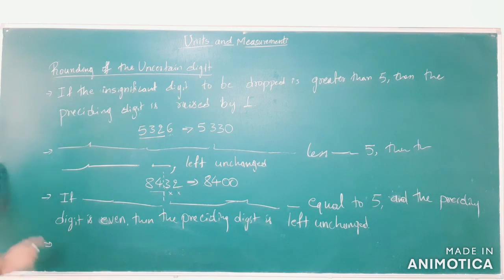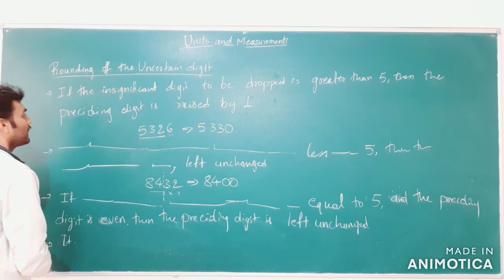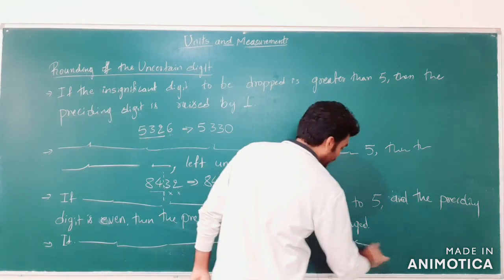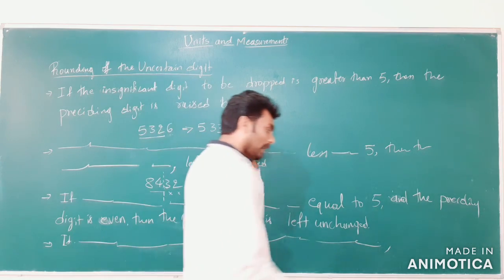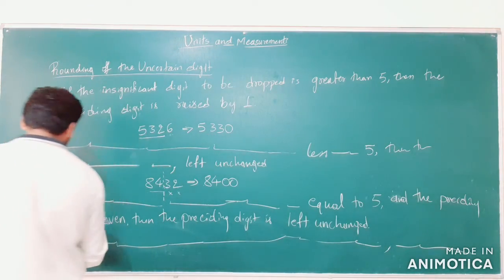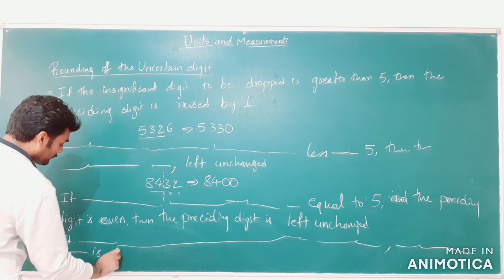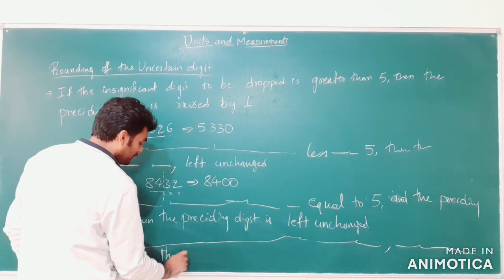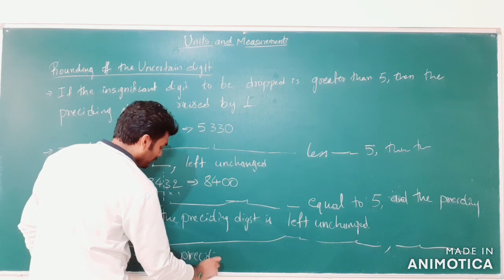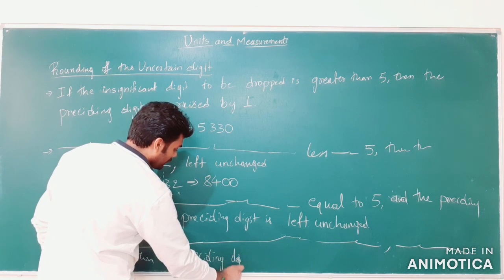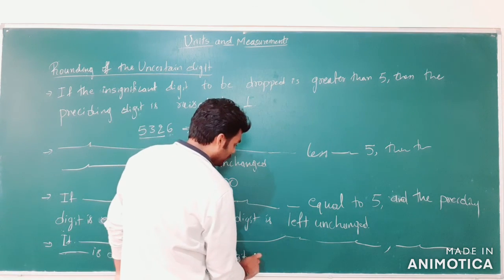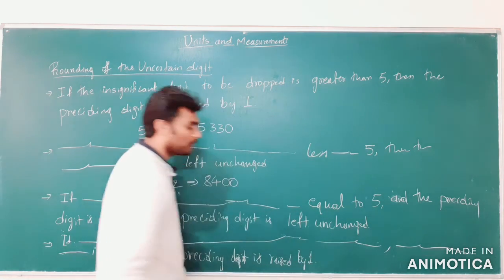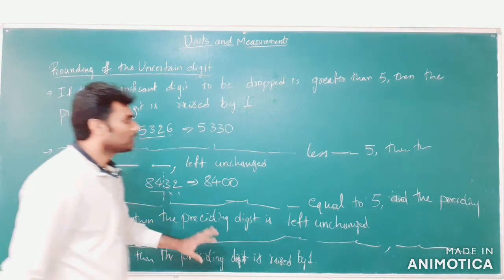Now, the next question that comes is, if the insignificant digit to be dropped is equal to 5 again, and the preceding digit is odd, then the preceding digit is raised by 1. So let me take an example for both of them together.